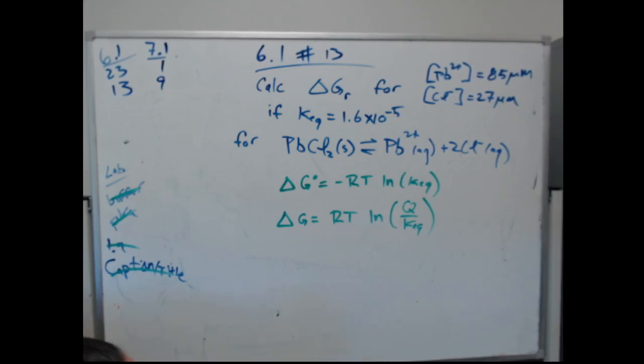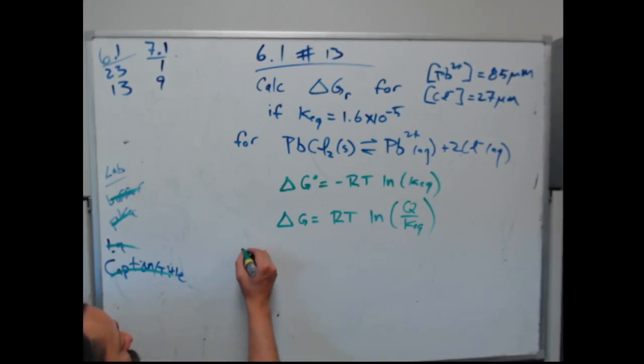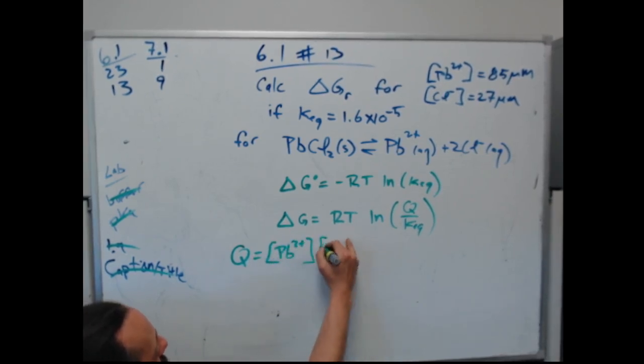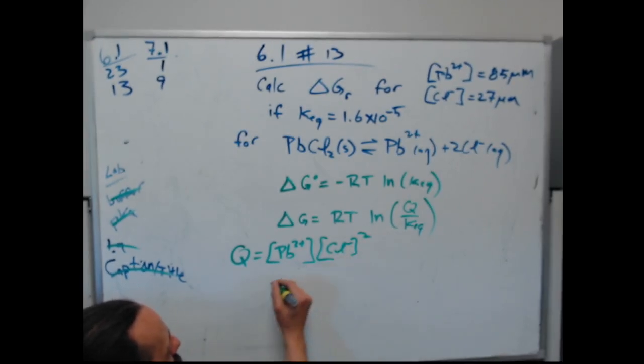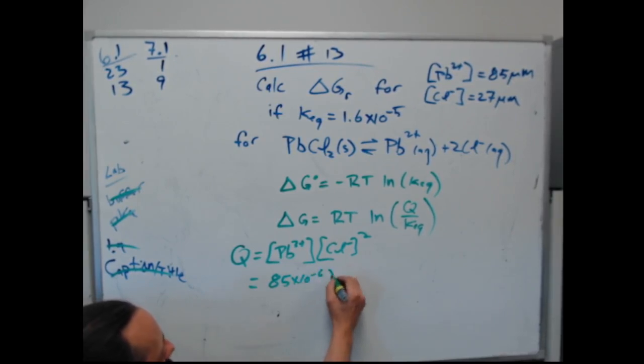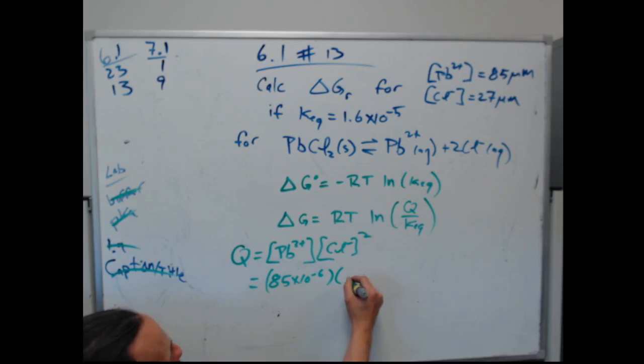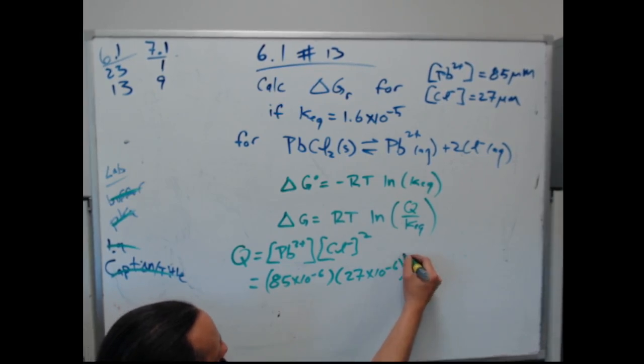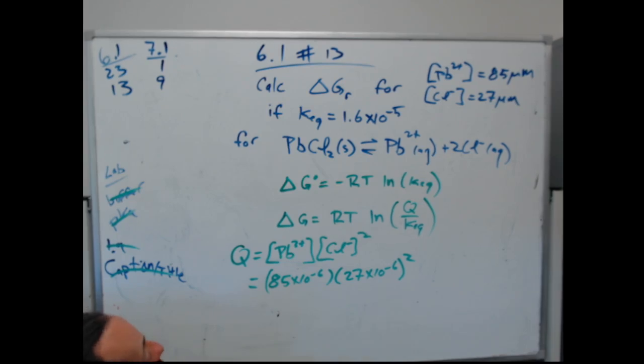So I say, okay, where am I going? I have to calculate my Q value. My Q is going to be my lead concentration times my chloride concentration squared, which is going to be 85 times 10 to the minus 6 times, whoa, these are really small values, 27 times 10 to the minus 6 squared. This is going to go crazy towards products, because these are such small values. I get my Q value using a calculator.